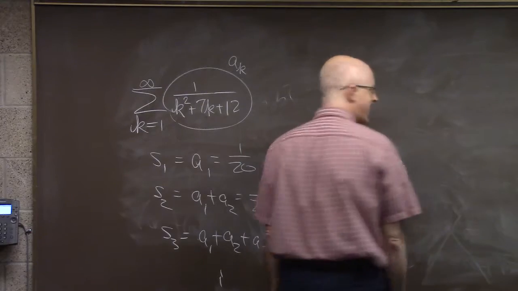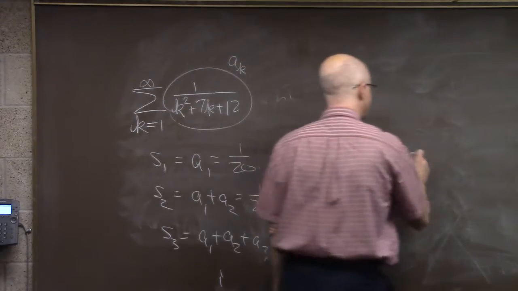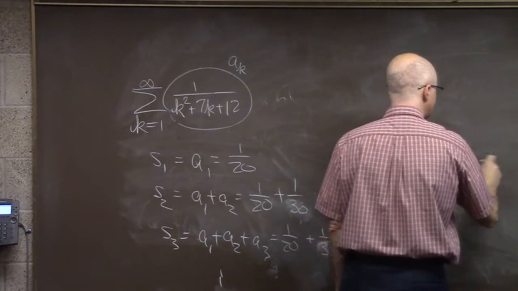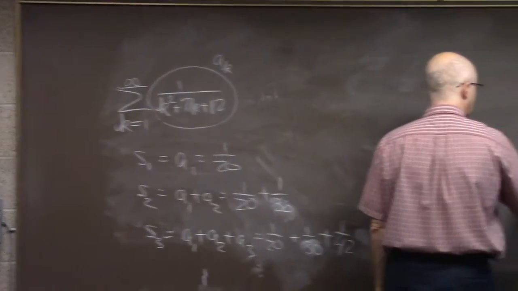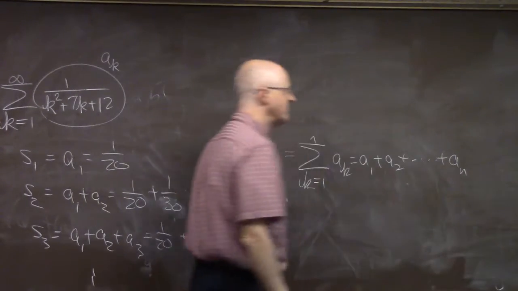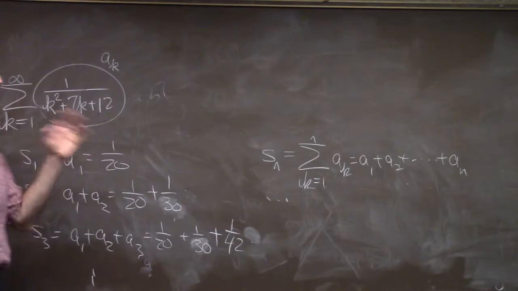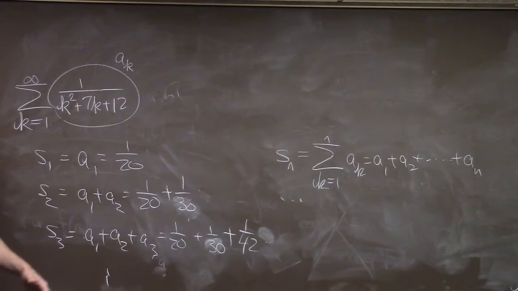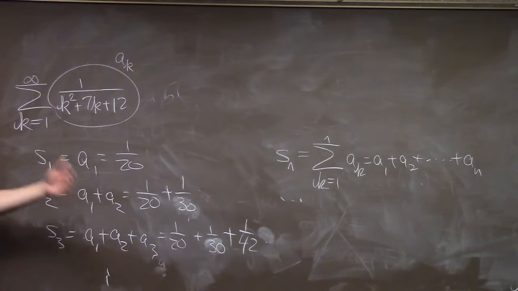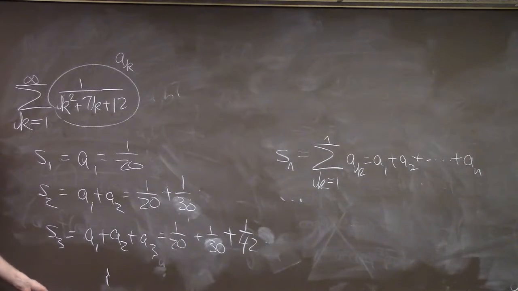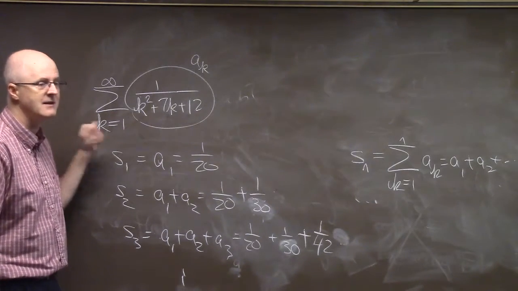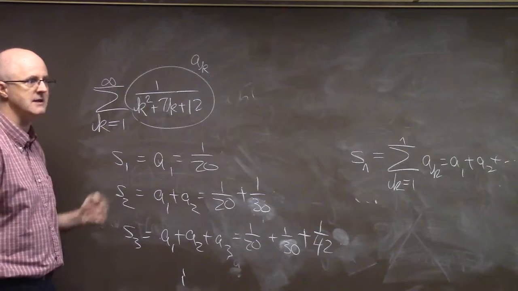S sub n, the nth partial sum, would be the sum of the first n terms. No pretending there, that's actual summation. This list of numbers, S1, S2, S3, S4, and so on forever, forms a sequence. It's called the sequence of partial sums. Does it converge or not? If it does converge, you say the series converges to the same thing. If it diverges, you say the series diverges.